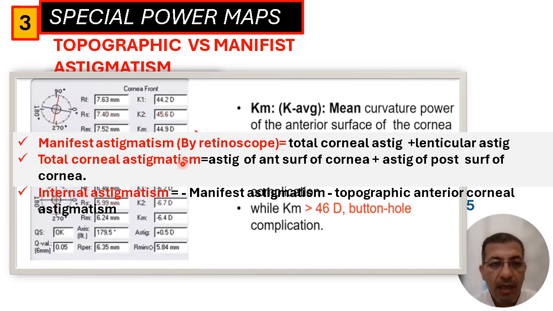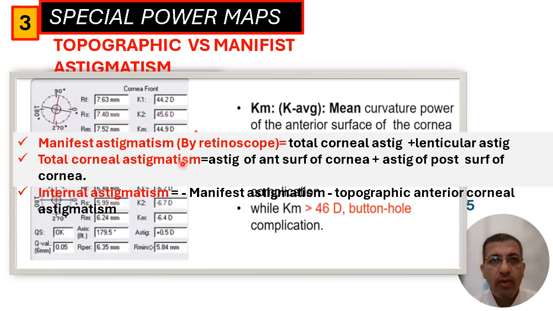Last point that you should know, as I explained earlier, regarding the manifest astigmatism and the total corneal astigmatism: the Placido disc-based topography will measure only the anterior surface astigmatism. But we also have astigmatism in the posterior surface of the cornea, although it is not that big, and it has minimum influence on the total astigmatism. But in some cases, especially those with posterior element keratoconus in the posterior surface of the cornea, it matters. So the Placido's disc-based topography will measure only the anterior surface astigmatism.